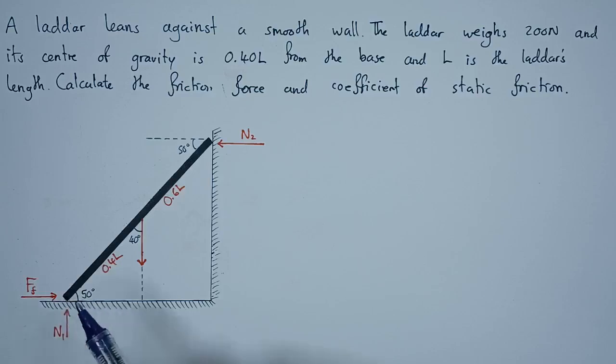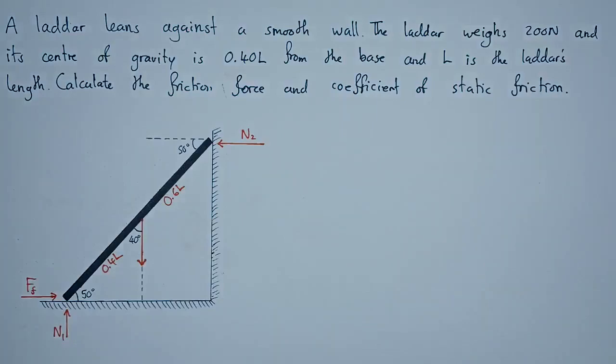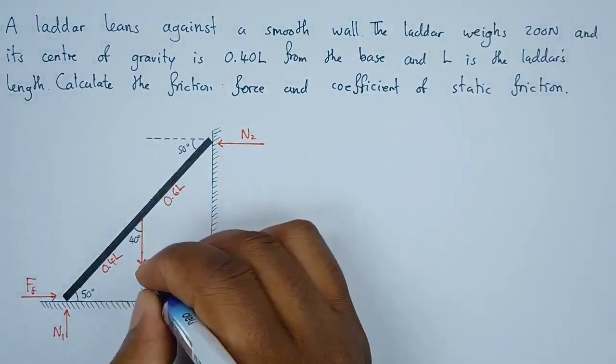So what we need to do is we need to find the torque at this point, where we have the center of gravity, and we've been told that the center of gravity is 200. So let's just put our 200 newtons here.